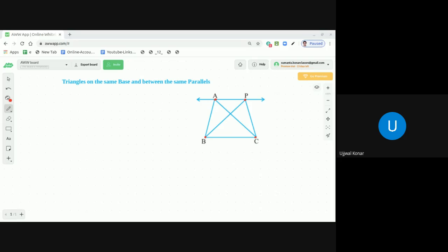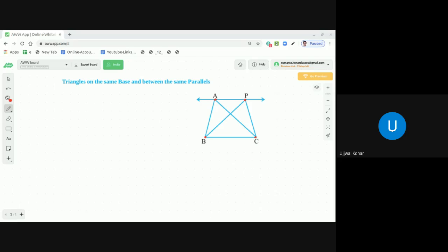To answer this question, we need to perform some drawing, and then we can prove it. But before the proof, you can experiment also. Suppose you take a paper, or a graph sheet, and draw two parallel lines, and then make the common base and draw multiple triangles on the same base and between the same parallels.